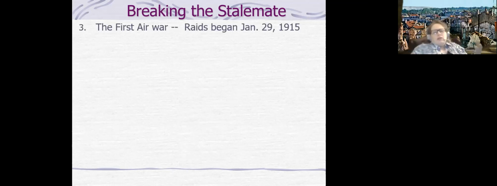Now, another way of breaking stalemate is, in fact, technology. And there is a lot of new technology in this war. Now, we've talked about chemical warfare and the flamethrowers. Machine guns and barbed wire were not new, but they're going to be used differently here. There are some brand new pieces of technology used in this war for the first time. And this is the very first air war.